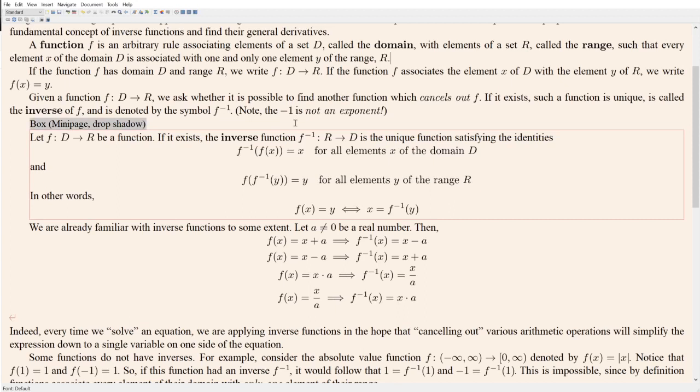So please don't let me catch you making the mistake of taking f to the -1 and just writing 1 over f. That is emphatically not what this is. It's just a symbol. It is not an exponent.